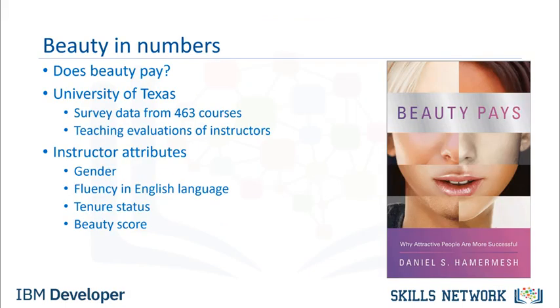Before we begin, let's take a quick look at our dataset in this course. We have been using the teaching evaluation data from the University of Texas. The dataset comprises 463 courses in which we have information about the teaching evaluation score received by the instructor, and we have information about the attributes of the instructor, as well as the characteristics of the course.